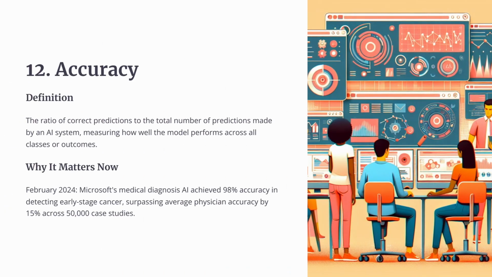Accuracy is the ratio of correct predictions to the total number of predictions made by an AI system, measuring how well the model performs across all classes or outcomes. This is simply about getting things right, like your batting average in baseball. What's remarkable about Microsoft's medical AI system isn't just that it's accurate, it's that it's more accurate than human doctors. Imagine catching cancer early 98% of the time. That's not just a statistic, it's about giving people better chances at survival.